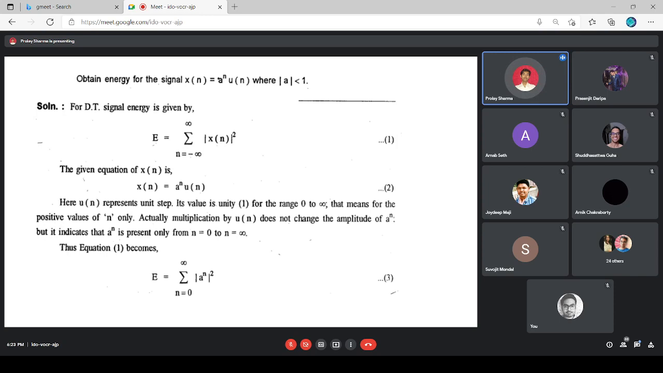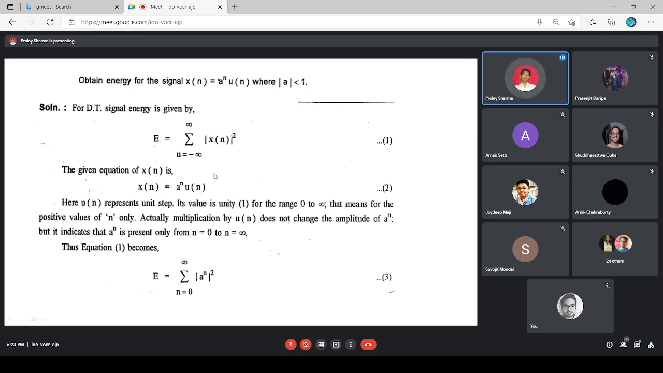According to the definition of energy measurement, the energy can be measured by this formula: the summation from minus infinity to plus infinity of x[n] square. Now the signal is a to the power n times u[n]. Here u[n] is basically the unit step signal. Unit step signal means the step signal of unit amplitude, that is, the amplitude is 1.